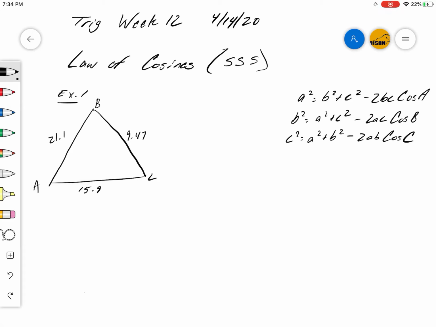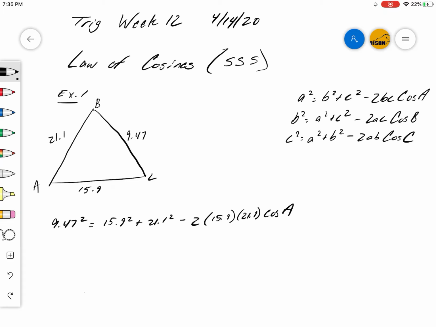Okay, so moving on over here to my picture. I need to pick an angle that I need to solve for. I've got all my sides, so there's no reason to look into finding a side because I already have all three. So I need to find an angle. Any old angle will work. I'm just going to go with A because it seems logical. So I'm going to use the formula up there for A. I'm going to plug in all the information that I've got. Side a will be 9.47, side b is 15.9 and side c is 21.1. Then I've got minus 2 times b and c, so that would be 15.9 times 21.1, all times the cosine of angle A.